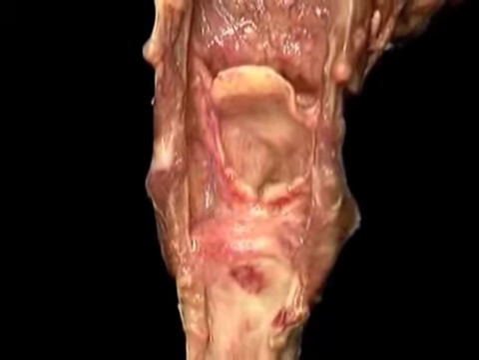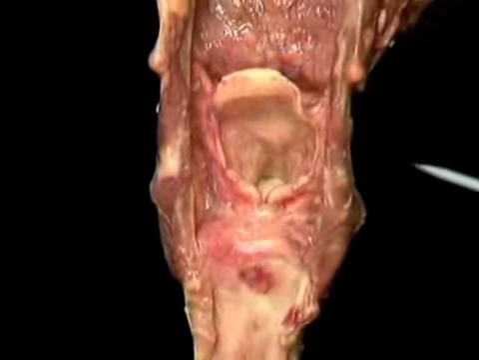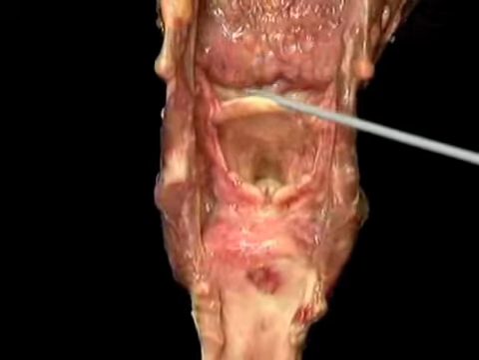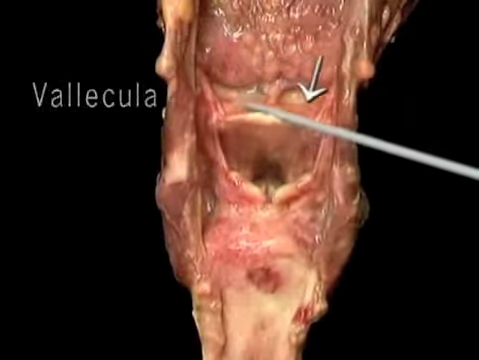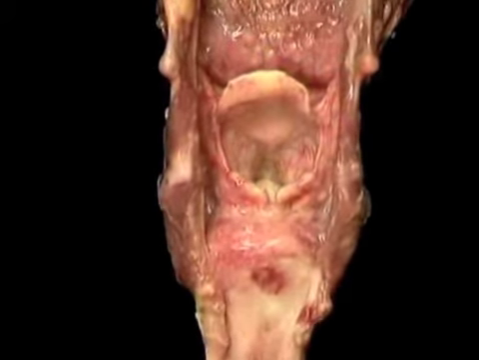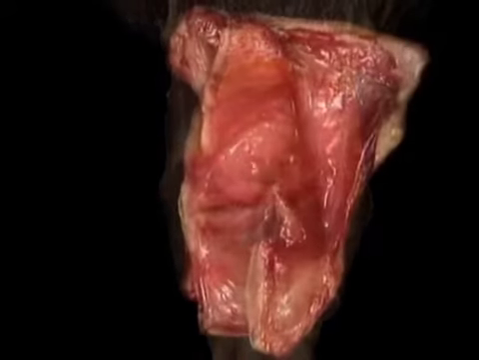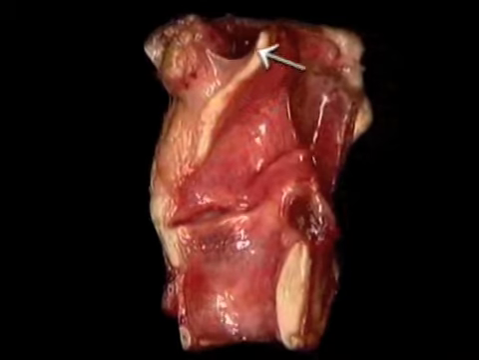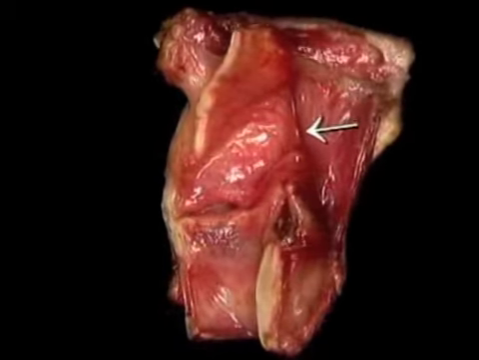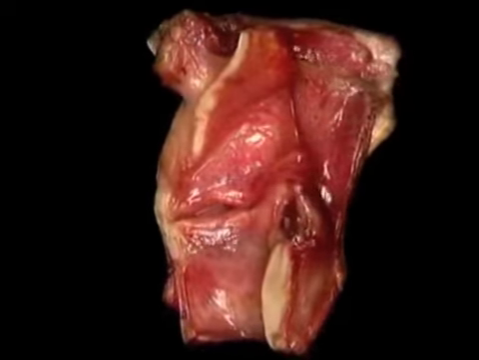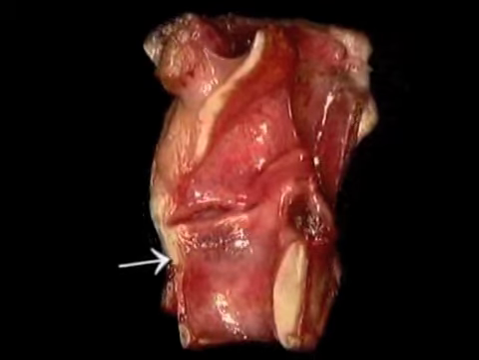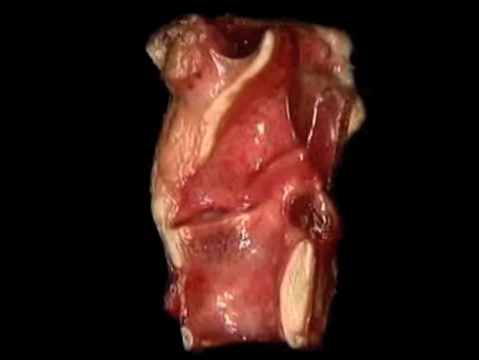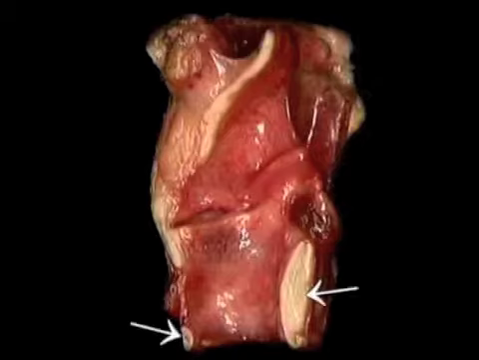Here in front of the epiglottis is the back of the tongue. The space between the tongue and the epiglottis is the vallecula. We'll look at a specimen that's been divided in the midline. Here's the epiglottis. Here's the aryepiglottic fold. Here's the divided thyroid cartilage and the divided arch and lamina of the cricoid cartilage.